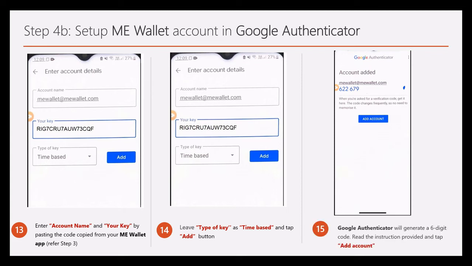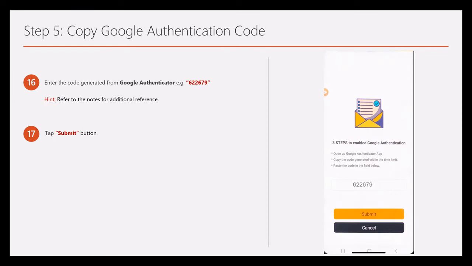Google Authenticator will generate a 6-digit code. Please read the instruction provided, then tap Add Account. Enter the code generated from Google Authenticator, for example 622679, then tap Submit.